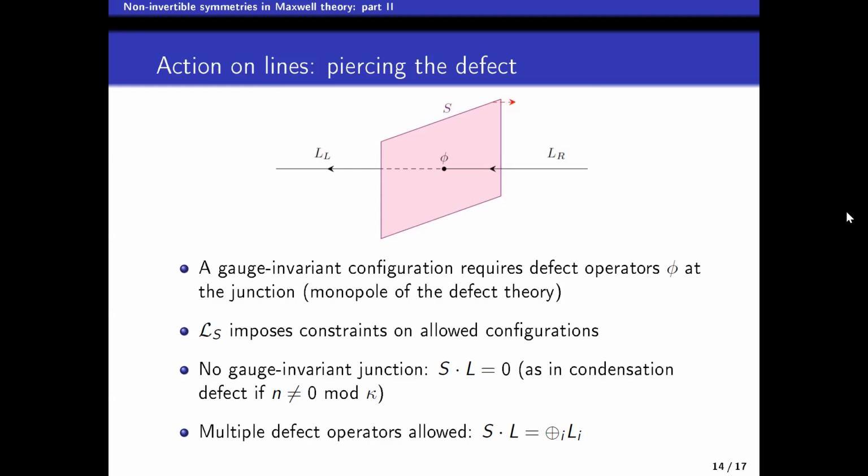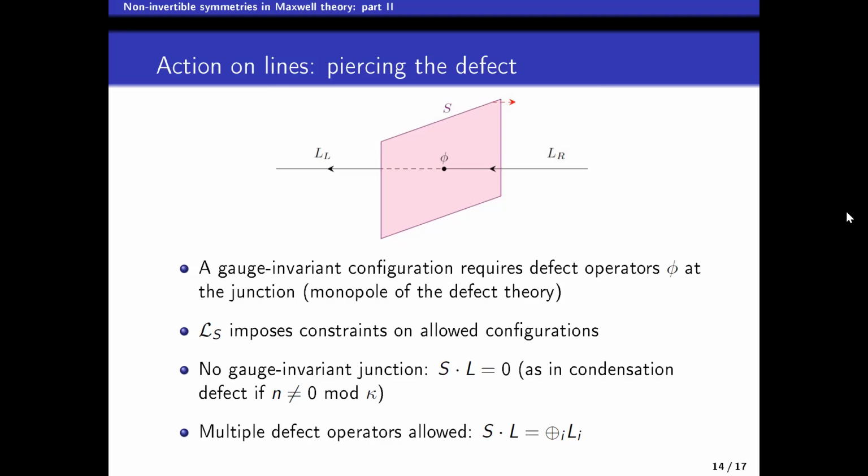And now we can have the case in which there is no gauge invariant junction which is allowed, and this means that the defect is actually annihilating the line. And this is the same that was happening in the condensation defect. Remember that if the electric charge was not a multiple of kappa, there was no way that this line could go through. So this line could end on the defect, and so is annihilated by the condensation. But this is far more general and applies also for generic values of cos phi.